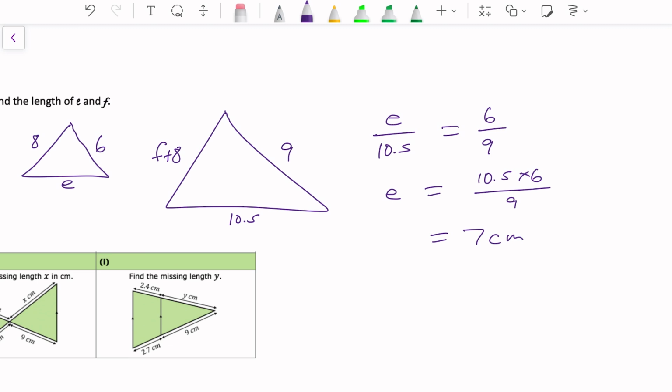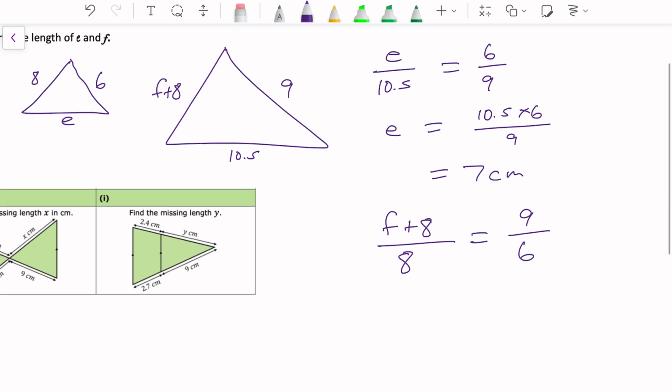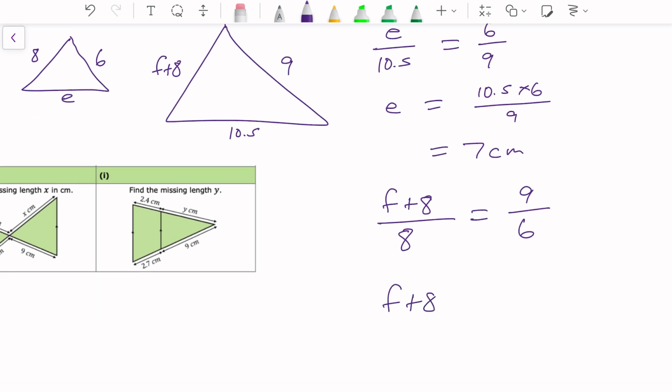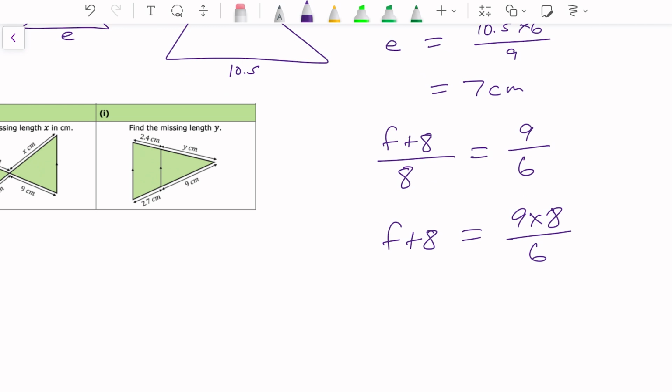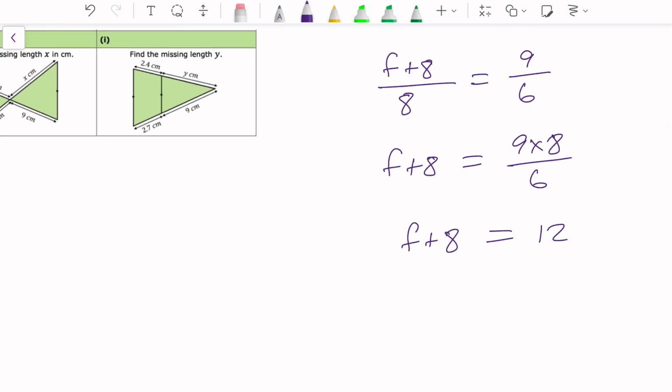All right, so to find F, continue with the same idea. So F plus 8 divided by the corresponding side of 8 equals 9 over 6. So multiplying across, we get F plus 8 equals 9 times the 8 divided by 6, which is 72 divided by 6, is 12. So we are still left with F plus 8 equals the 12. And then just subtract the 8 on both sides. So F equals 4. And there we go. That's the first one done.